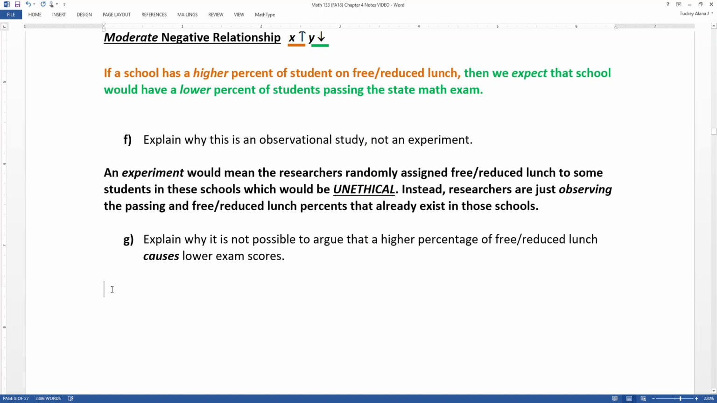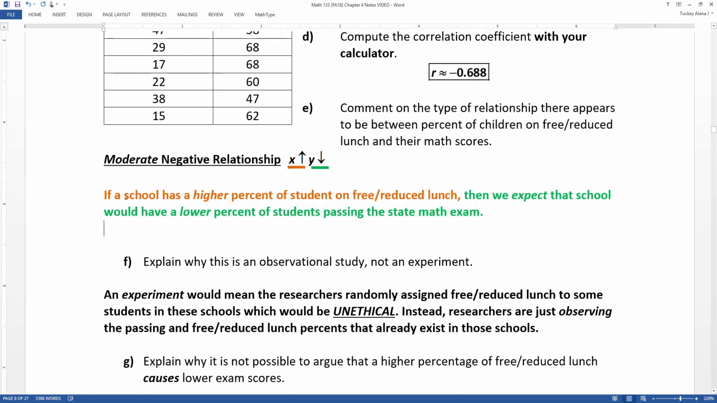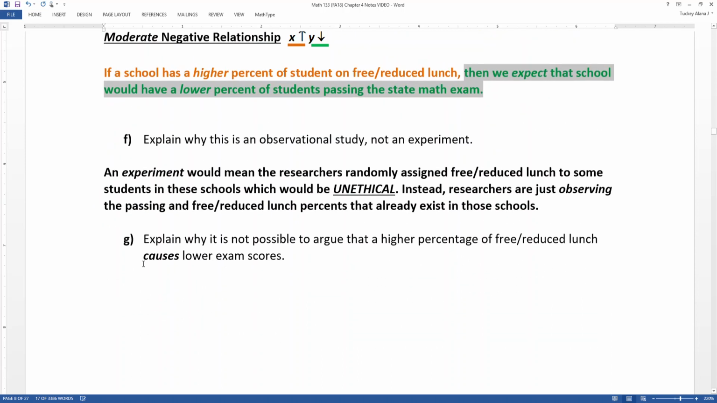All right, now why is it not possible to argue? And I've been trying to be very careful with my language. We don't say that free reduced lunch causes the lower exam scores. I don't say that, yes, it's a moderate negative. So I don't say, hey, if we have a higher free reduced lunch, then automatically you're going to have a lower percent. What I'm saying is that if a school had that higher percentage, we kind of expect it to be lower, but it doesn't mean it's lockstep causation.